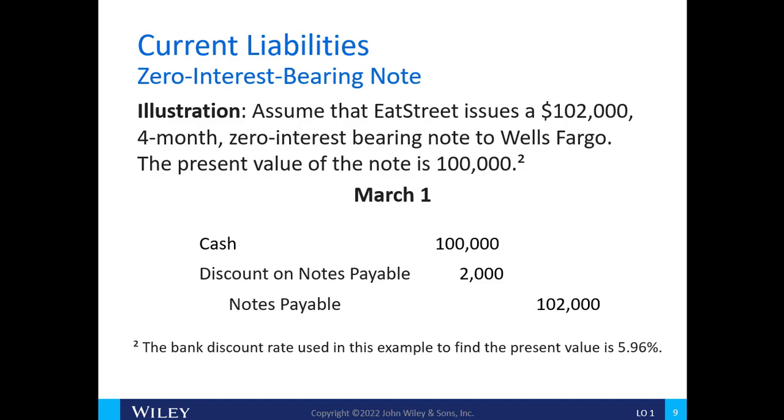There's also something called a zero interest bearing note. Now, that doesn't mean there's no interest. You still have to pay interest, and you can see that because the amount of cash we're getting is $100,000, but we're going to pay back $102,000. So we know that there's definitely $2,000 of interest there, but we don't put that as an expense because an interest expense has to be put with the period of time in which it's incurred, meaning time has to pass. Since no time has passed, we can't say that's an interest expense.